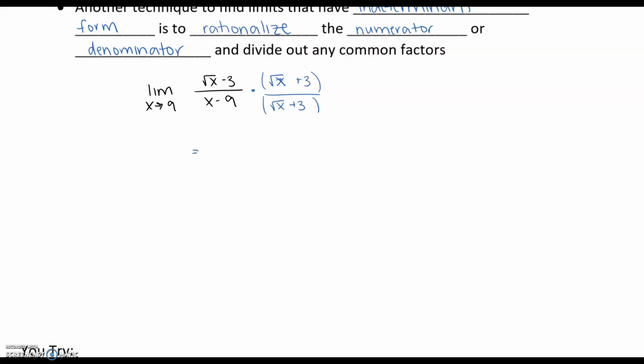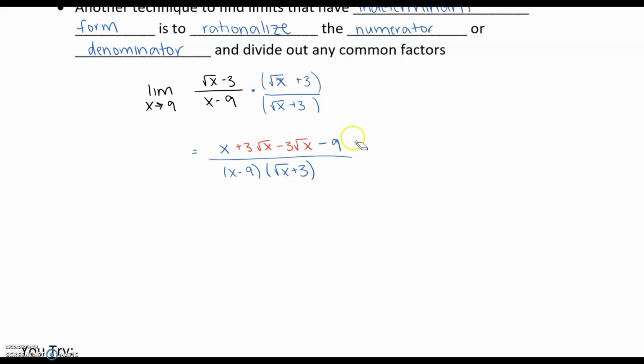So the square root of x times the square root of x is the square root of x squared, which is just x. Then we have plus 3 root x and minus 3 root x, and those end up canceling, and then we have minus 9. Then in the denominator, x times the square root of x plus 3. Actually, what you want to do is leave this factored, and I'll show you why in just a hot sec.